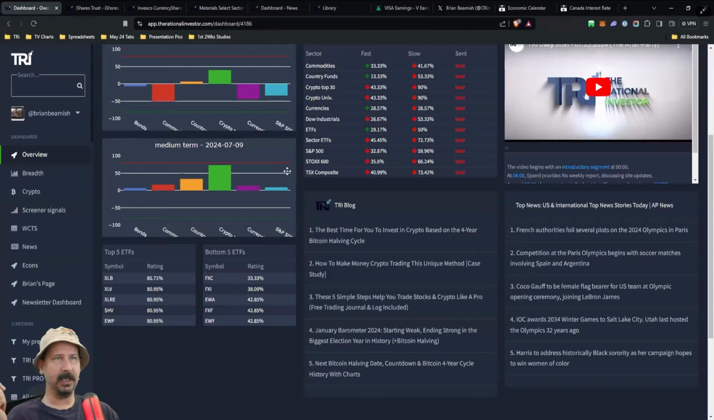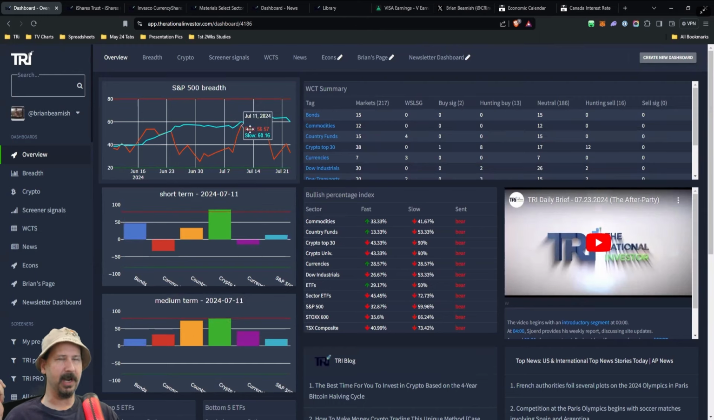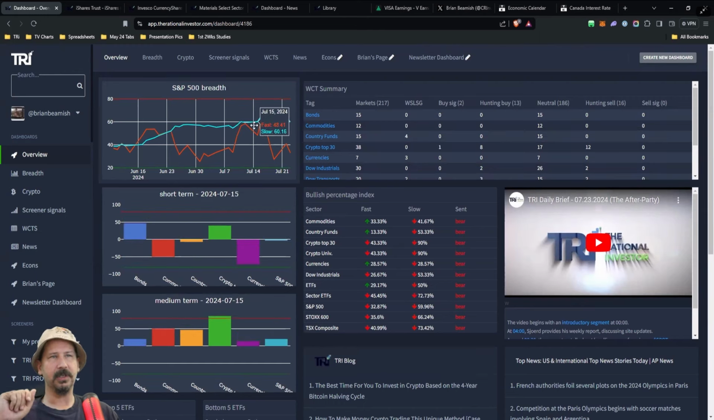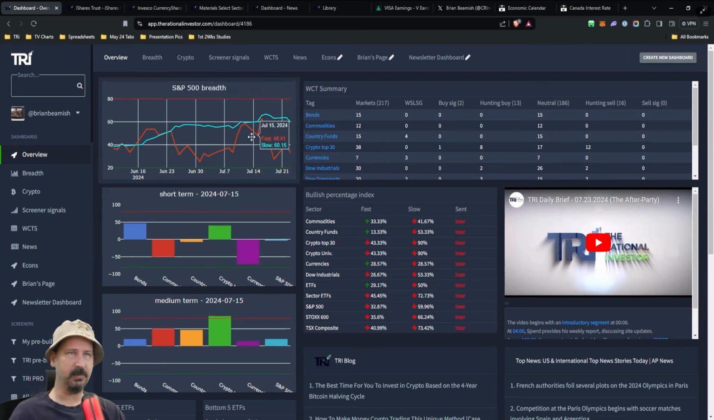So if we go back to the broader market and we go, okay, well, where did the market sort of break down in earnest? So there's the 14th, 15th. So you can see we did start to get a lot of issues. This is the S&P 500. We probably should be looking at the ETFs breadth here to really understand this well. But the S&P 500 will give us basically the same message.